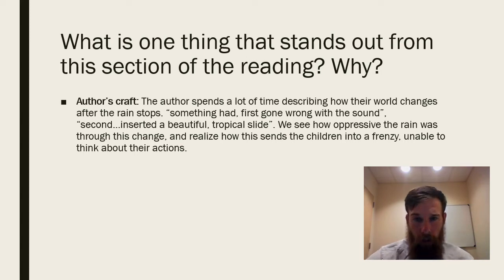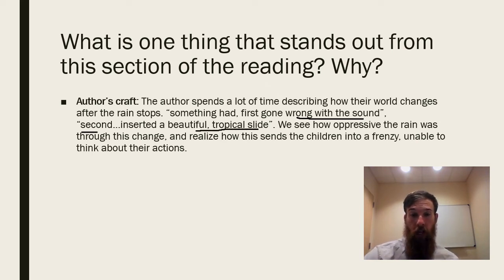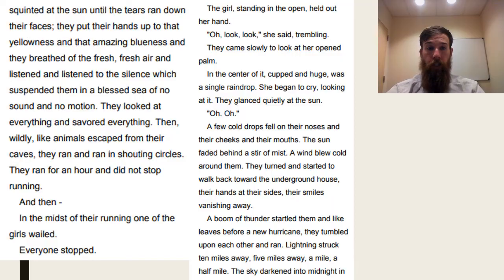So he takes the time to talk about first, something had gone wrong with the sound, like there's not that rain going on anymore. And then second, there was a beautiful tropical slide inserted. So it became sunny, it became beautiful out. I think that difference, in taking the time to explain it, shows, again, how oppressive the rain was, and that through that change, the children start going into a frenzy. They start running around and screaming like wild animals, and we see that they're not really able to control their actions anymore. So I thought that noticing author's craft here becomes really important for seeing how the story plays out the way that it does.